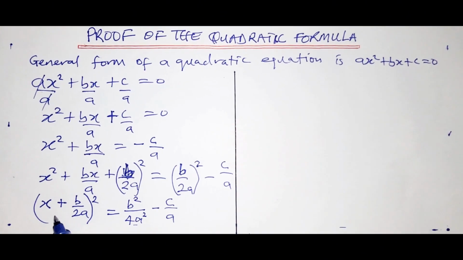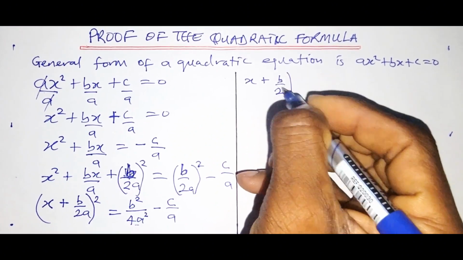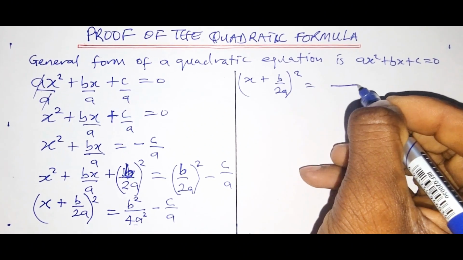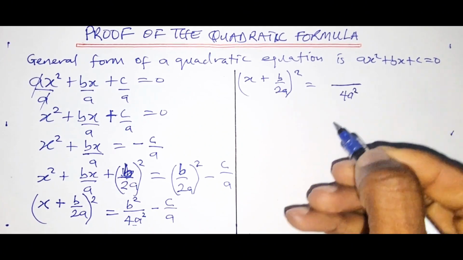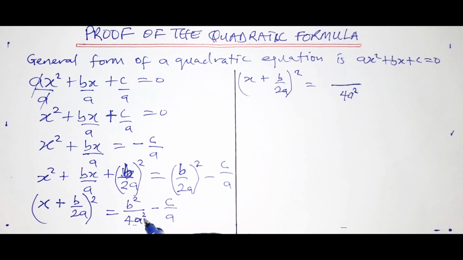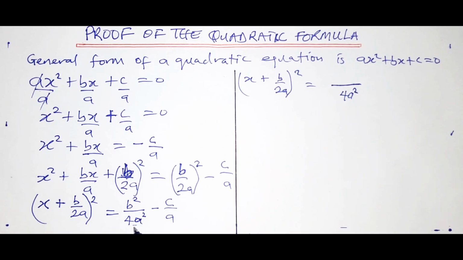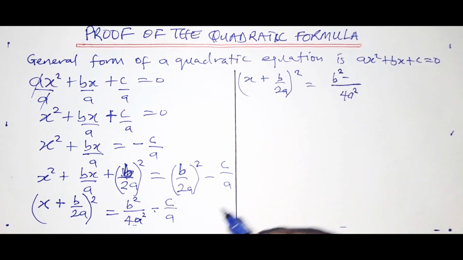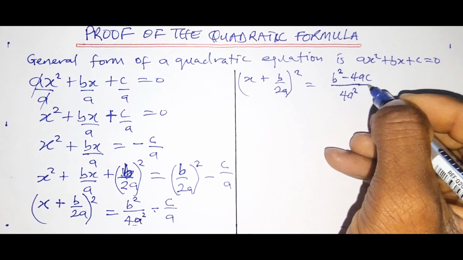All right, so now let me bring this here, x plus b all over 2a all squared, and simplify this very one here. You have the LCM of 4a squared and a, which is 4a squared. Now 4a squared divided by 4a squared is 1 times b, we have b squared, minus 4a squared divided by a is 4a times c is 4ac.